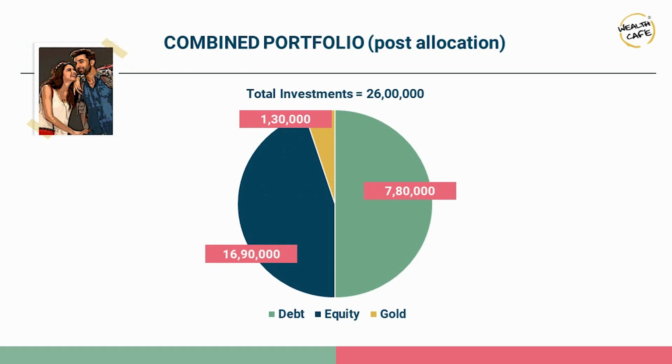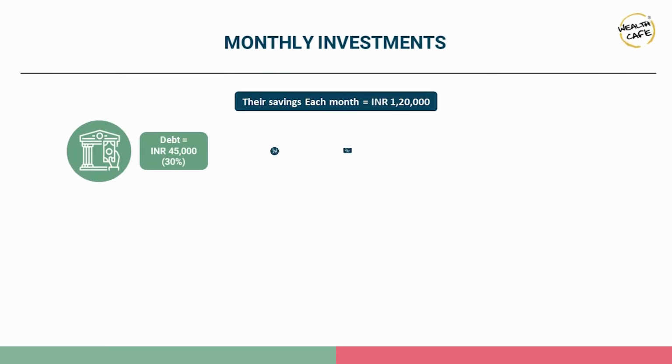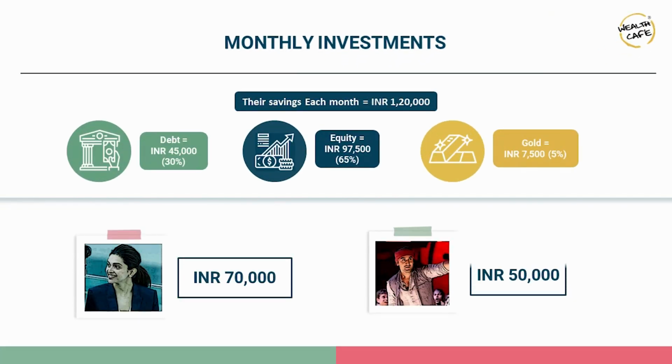Once they are done reshuffling their existing portfolio, the next thing is to look at their monthly investments. Their total savings of 1.2 lakhs each month can be bifurcated between debt, equity, and gold in proportion to their risk profile, which is 30% for debt, 65% for equity, and 5% for gold. Two points to be noted here. One, Tara and Ved are able to put aside 1.2 lakhs today, whereas they need an amount of 1.55 lakhs to achieve their retirement goal, or the goal to be financially free by the age of 50.